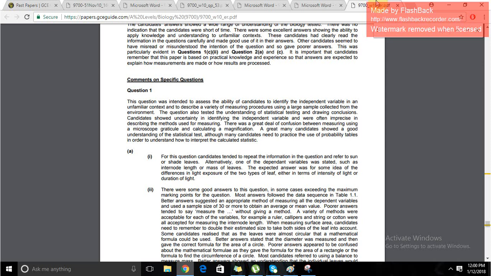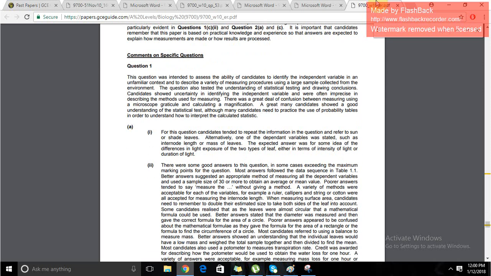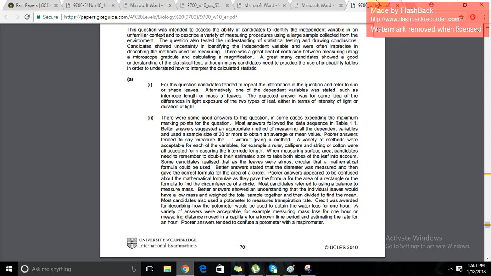A great deal of confusion between measuring using a microscope reticule and calculating a magnification. And for the first part, candidates tended to repeat the information in the question and refer to sun or shade leaves. Alternatively, one of the dependent variables was sometimes stated, and the expected answer was for some idea of the difference in light exposure of the two types of leaf, either in terms of intensity of light or duration of light. And for the second question, there were some good answers, in some cases exceeding the maximum marking points.